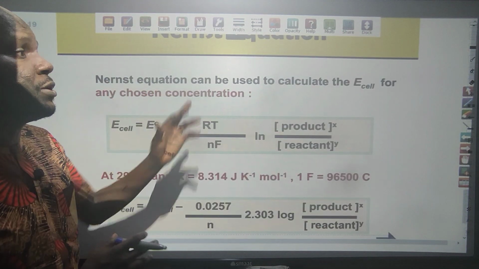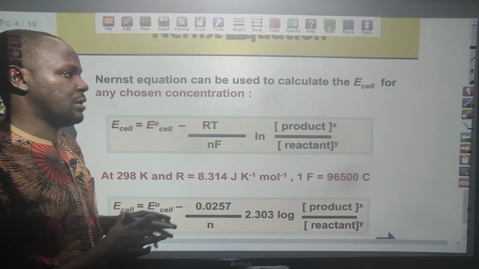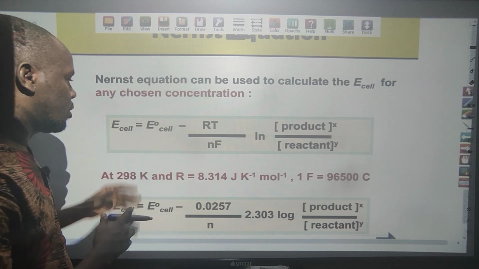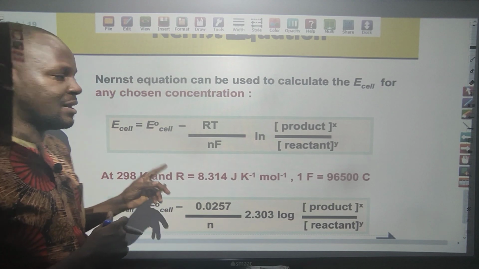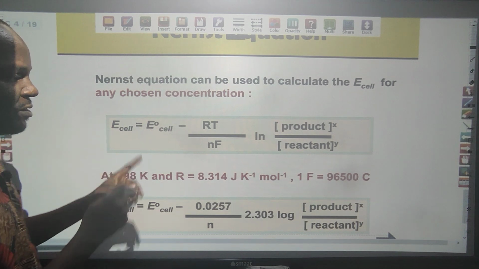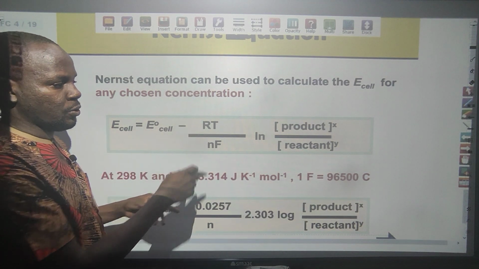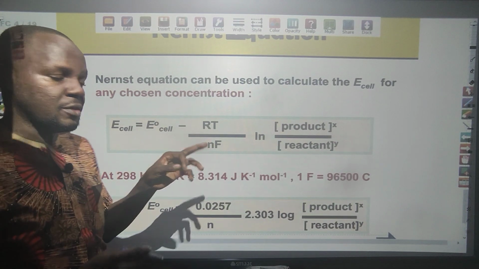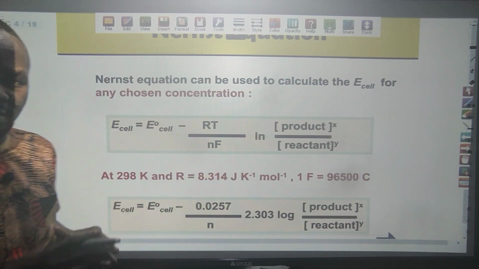Now, the Nernst equation can be used to calculate the E of cell for any chosen concentration. Now, how do you come about it? Say E of cell is the standard e.m.f. of a cell, that is, minus RT over nF, ln of the concentration, the active mass of product, divided by that of reactants, as I've said.